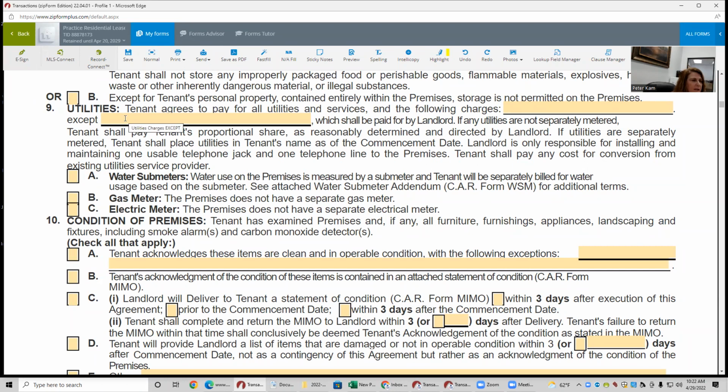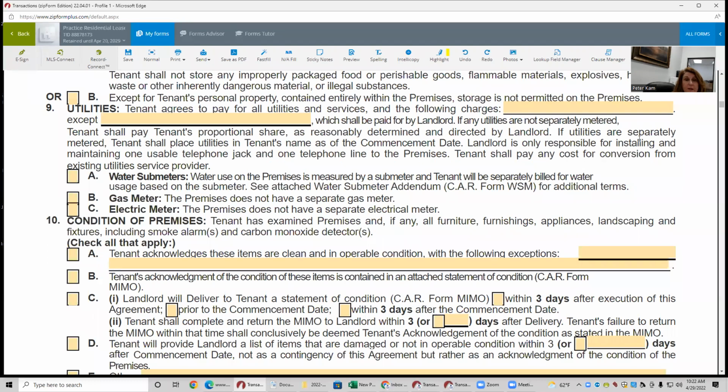So except maybe the landlord here will be paying the HOA fee if this property resides in an HOA. So you could put "except HOA fees," or if there's no exception, just put NA there, okay? Now here it's telling you if any utilities are not separately metered, the tenant will need to pay their proportional share as determined by the landlord, reasonably determined.